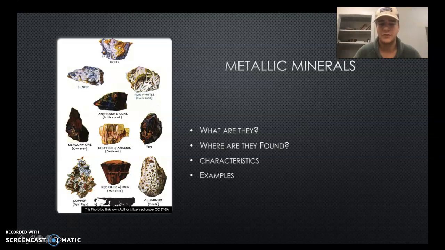Where are these found? These are found in igneous and metamorphic rocks, and usually they're deeper in the ground than non-metallic minerals, but they can still be on the top of the surface as we can see.